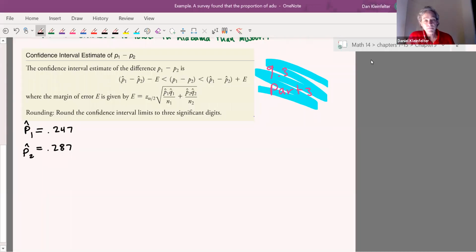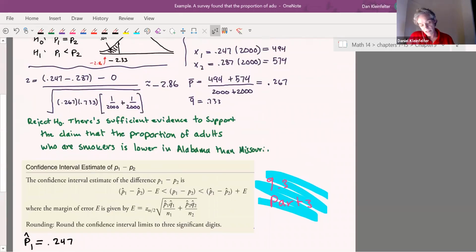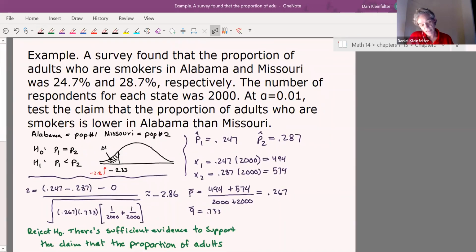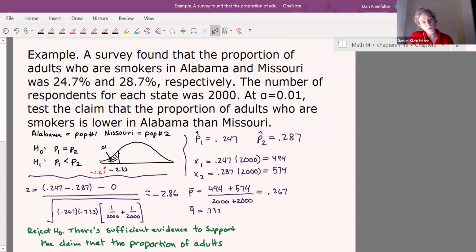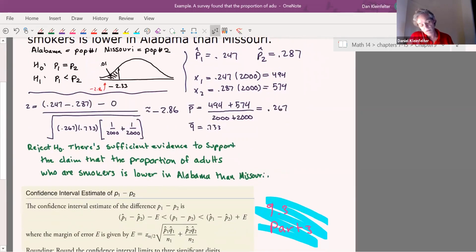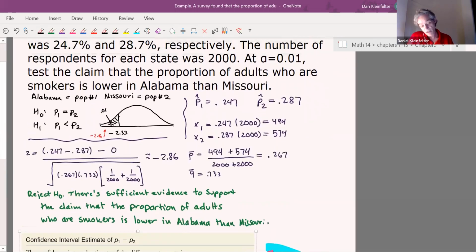Welcome back, everybody. In this video, we're going to be continuing with section 9.1, working with two proportions. Where we'd left off was we had done this hypothesis test about the proportion of smokers in Alabama versus Missouri. We ended up rejecting our null hypothesis and concluding there was enough evidence to support this claim that the proportion of adults who are smokers is lower in Alabama than in Missouri.